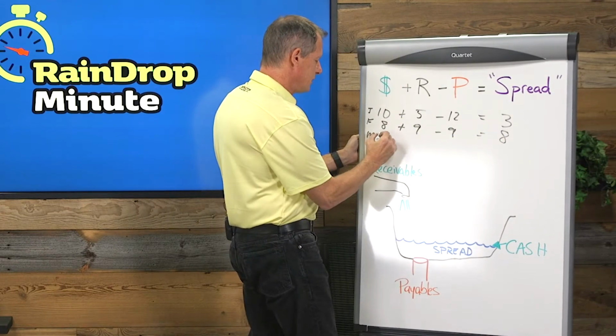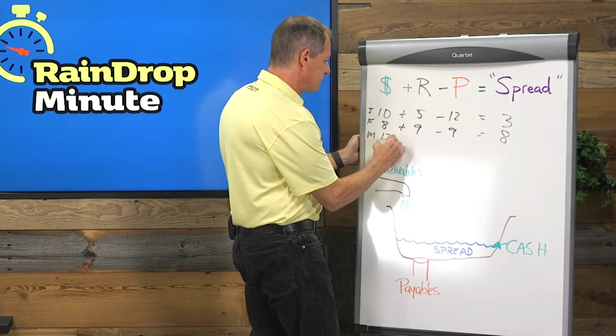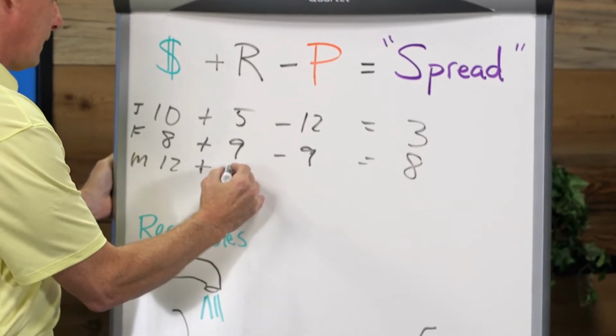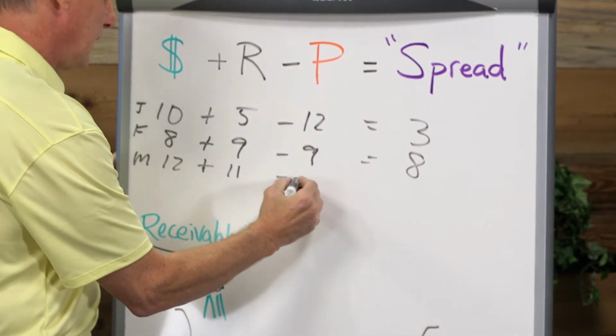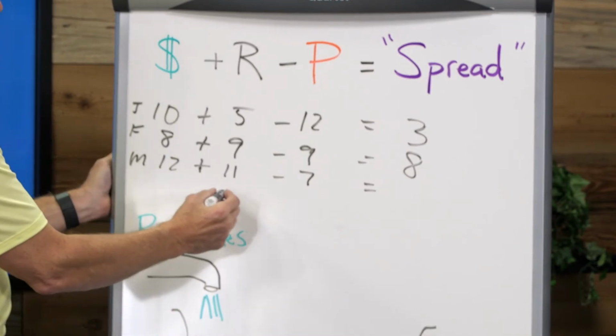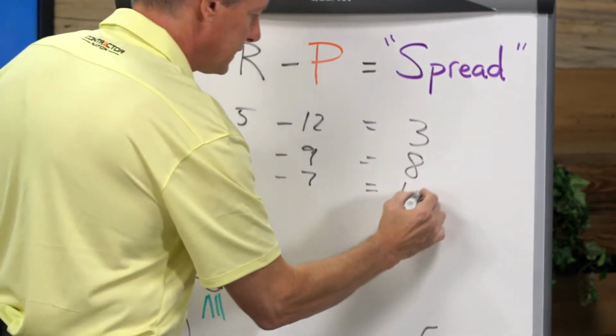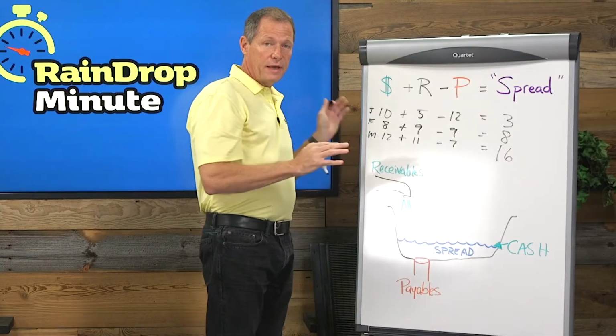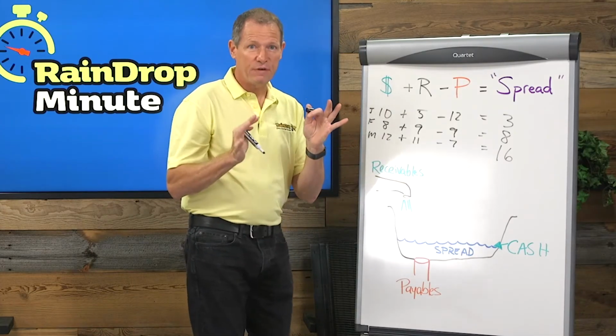Okay, then I go to March and I say, oh, I have $12,000 in the bank, and people owe me $11,000, and I owe $7,000. So 12 plus 11 is 23, minus 7 is 16. So we can see our spread is going up in this case. Okay, so this is the health of our business.